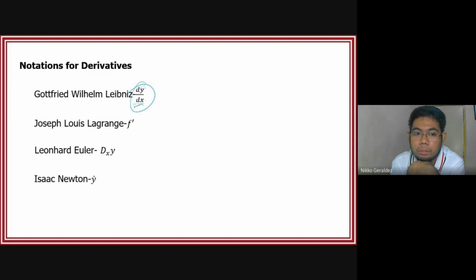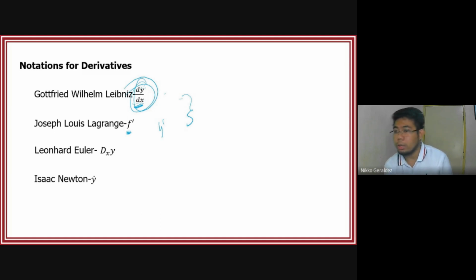Then, Lagrange notation, the one with the prime: f prime or y prime is the first derivative, y double prime is the second derivative. So these are the two; we will use either of the two, but mostly dy over dx. When it comes to implicit differentiation, some get confused. They use Lagrange notation, then in the final answer they change it to Leibniz notation.